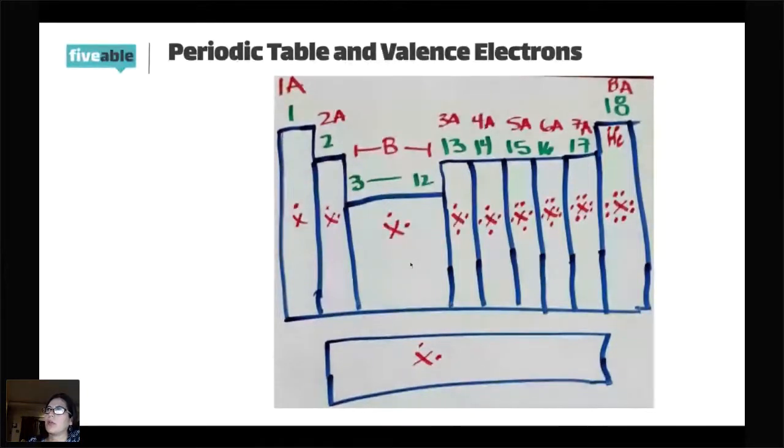Okay, what about group 3A? What would be the charge for this group? 3+, correct. What about the next one? Very good. 4+ or 4 negative. Why? Why both of them or either of them?